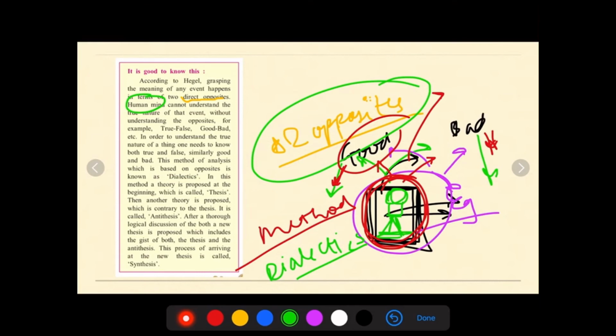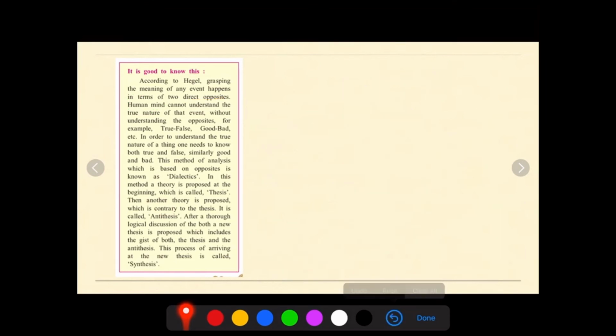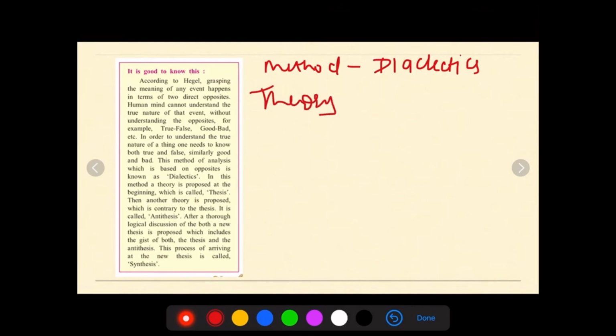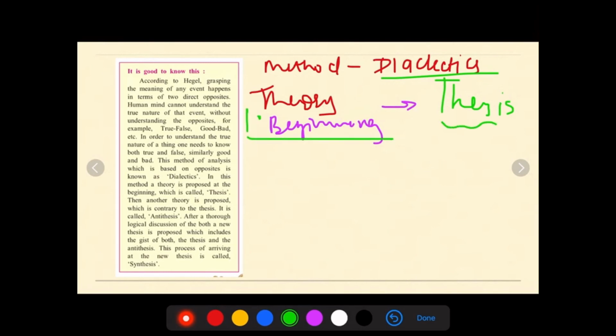Okay, now in this method a theory is proposed at the beginning. Now let me erase everything given over here, clear all. Yeah, now let me explain. The method is dialectics, and at the starting a theory is proposed. A theory is proposed at the beginning, and that theory is known as thesis. A thesis is prepared at first in the method of dialectics. At first, what is prepared? A theory is prepared, which is known as thesis.